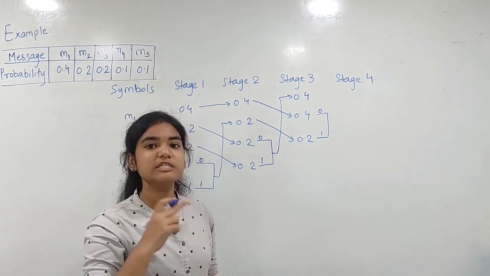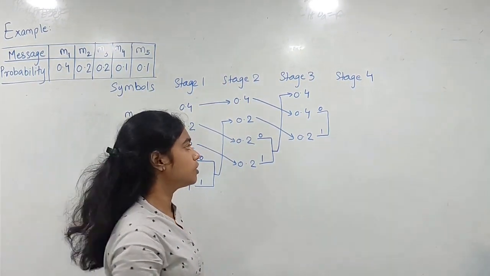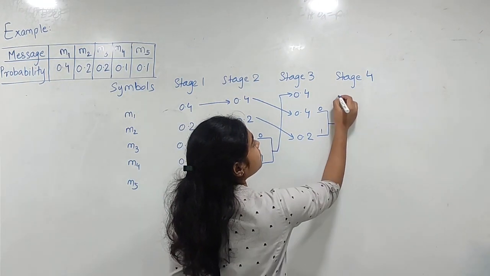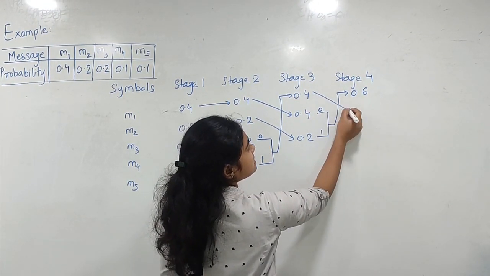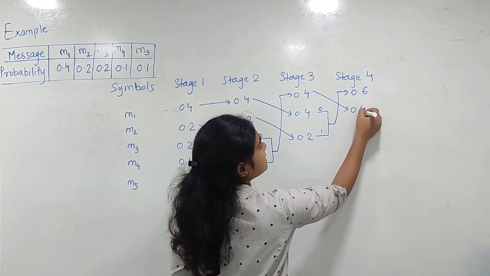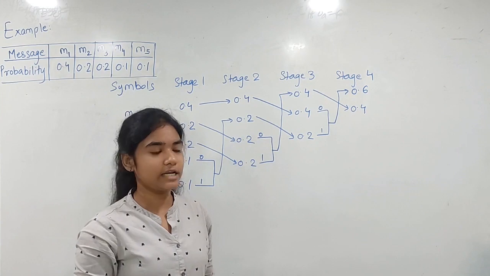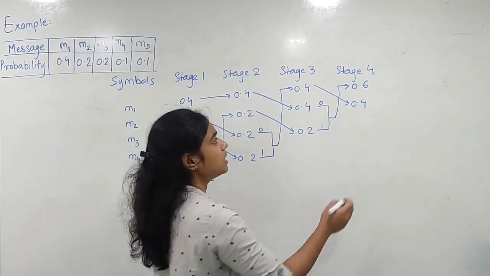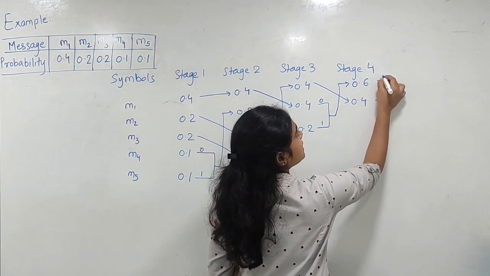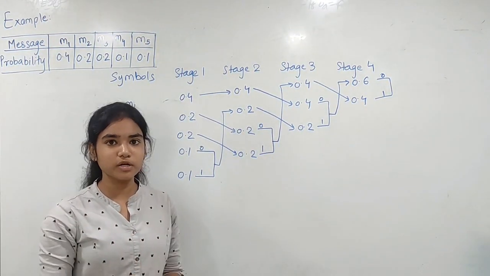We assign them 0 and 1 and then combine. 0.4 plus 0.2 will give me 0.6, which is of course greater than 0.4. So we place it above 0.4, here, and then this 0.4 will occupy this place. Now again we are left with only 2 probabilities at the end. So here we need to stop because we are left with only 2 probabilities. So assign them 0 and 1. This is the way we solve Huffman coding.